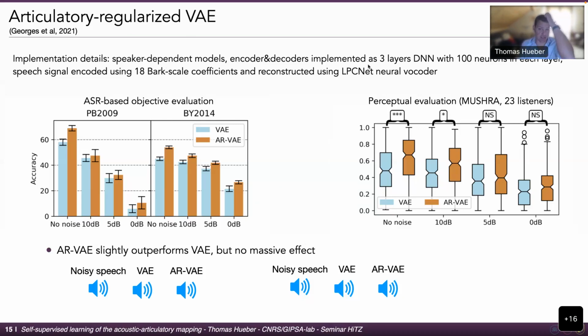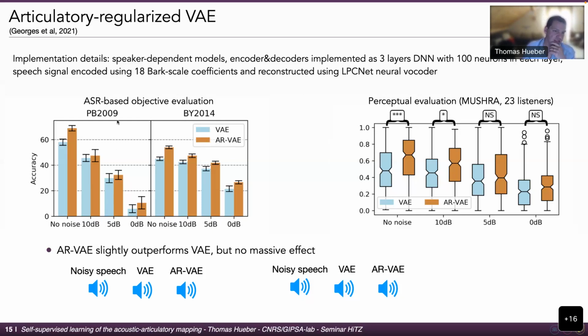The encoder and decoder are very simple, three-layer DNNs. The speech signal is analyzed and reconstructed with some parameters compatible with the neural vocoder LPCNet, which has a nice property for what we are doing because we have some kind of source and filter separation in this neural vocoder. In these two graphs, we have some evaluation of these models. In blue, we have the traditional VAE. And in orange, we have our models that we call ARVAE for articulatory regularized VAE.